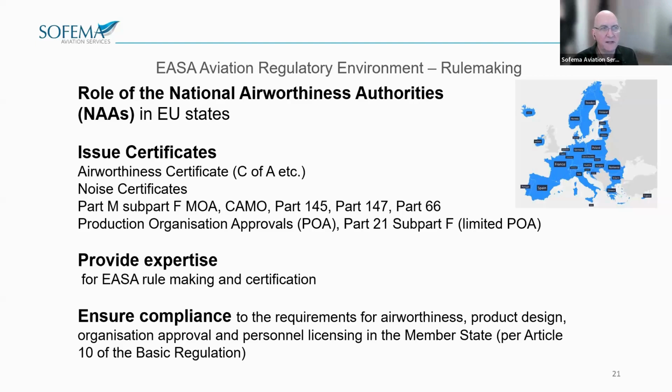So EASA has delegated to the NAAs the responsibility for making sure that any organisation that sets itself up in Europe to do maintenance or design or continuous airworthiness management is following those regulations. The NAAs also help provide expertise for future EASA rulemaking and certification activities. And overall, each of the NAAs has a responsibility to ensure that the requirements for airworthiness, product design, organisation approval, and also personnel licensing are followed within the member states.